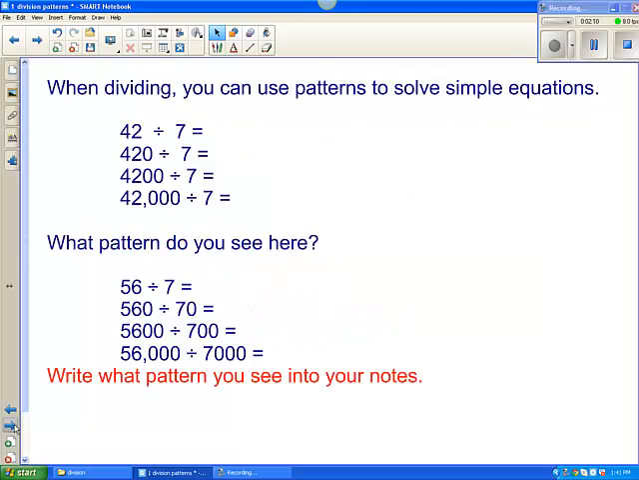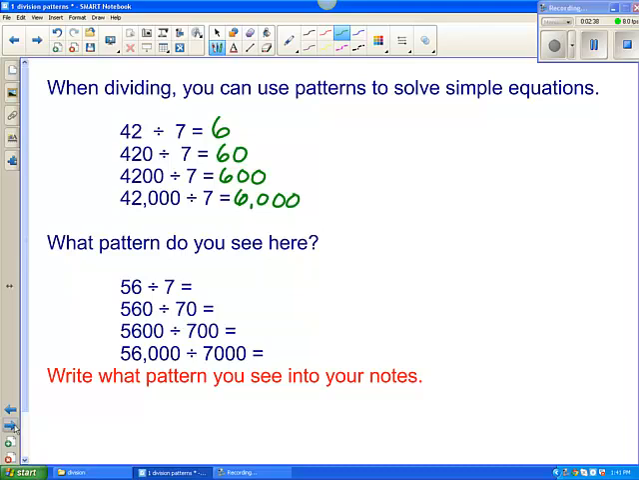When dividing, you can use patterns to solve simple equations. Let's look at this first example. It may help you to put it into your notes. 42 divided by 7 is 6 as a basic fact. 420 divided by 7 is 60. 4,200 divided by 7 is 600. And 42,000 divided by 7 is 6,000.